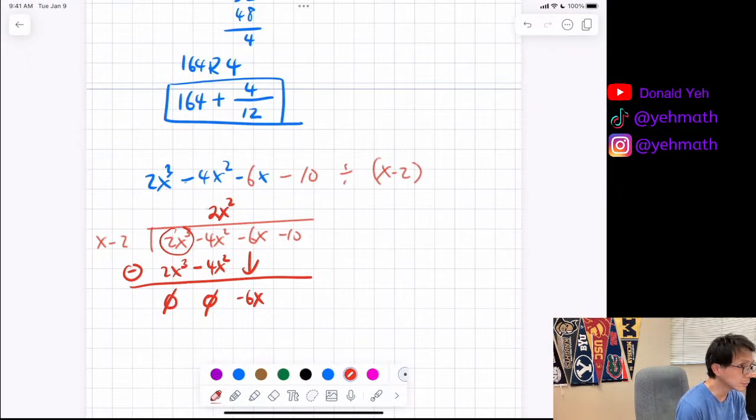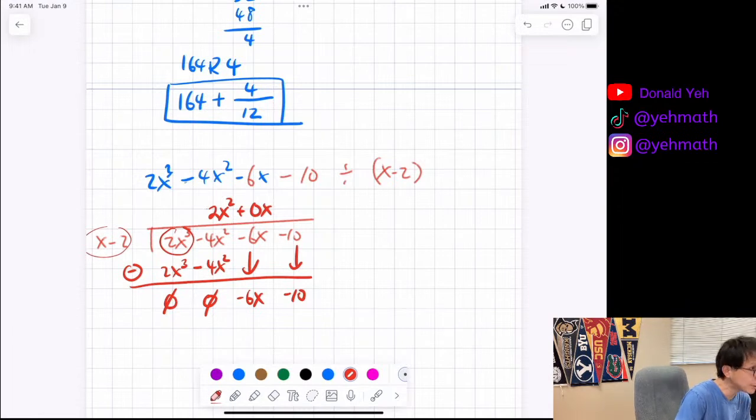What do you do? Put a 0 on the top. And drop down negative 10. If you don't have enough, you just have to make it become a 2 term for you to divide, because you need a 2 term to divide. This is a 2 term, right?